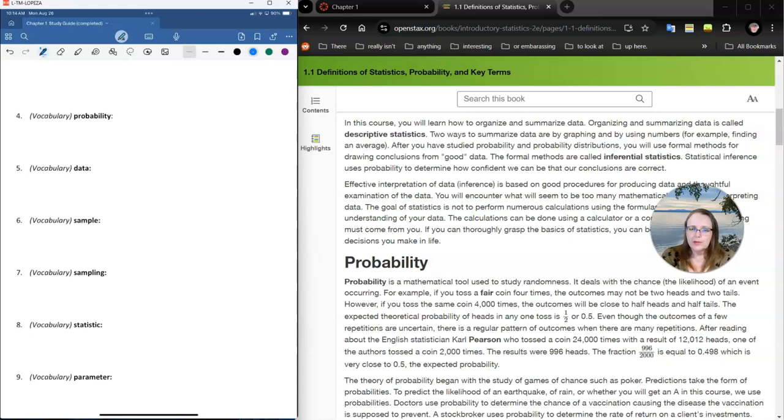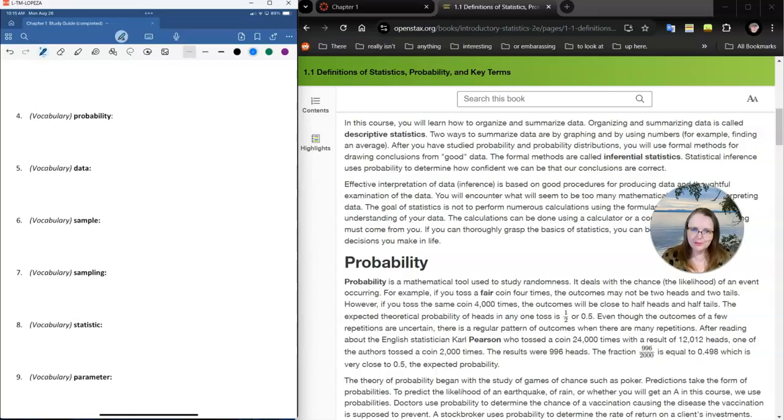Probability is, well, it says it's a tool used to study mathematical randomness. It's about the chance of an event occurring. So they're saying things like if you toss a coin 4 times, we expect when you flip a coin that it's going to be either heads or tails. So there's a 50% probability that each time you flip it, one or the other comes up.